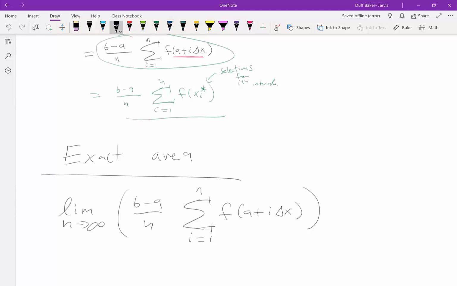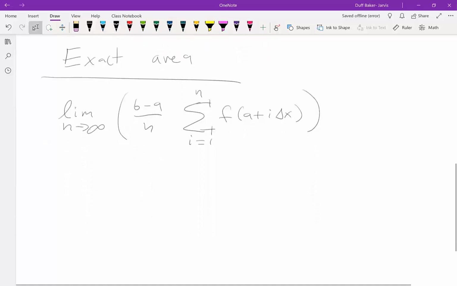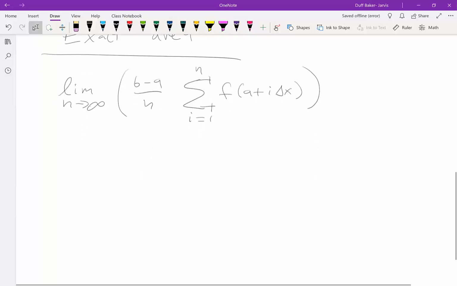And because this is such an important idea, it's given a name. So this is going to be called the definite integral.